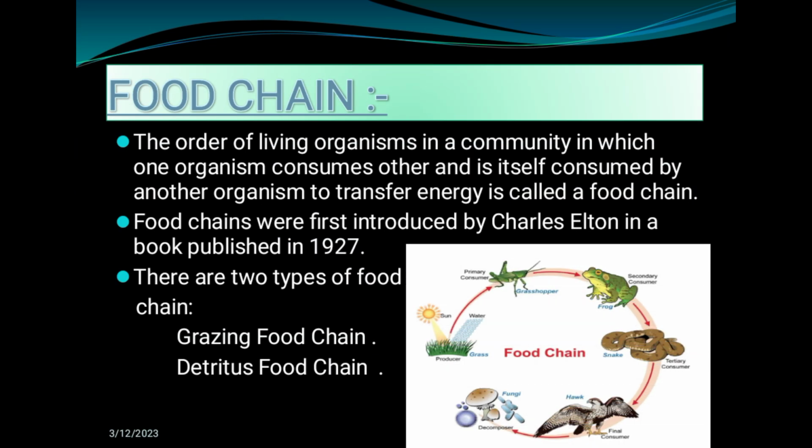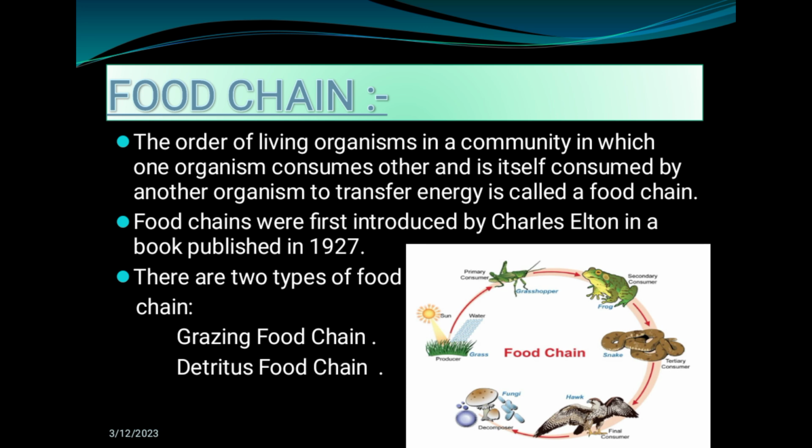Next, food chain. The order of living organisms in a community in which one organism consumes another and is itself consumed by another organism to transfer energy is called a food chain. Food chain was first introduced by Charles Elton in a book published in 1927. There are two types, grazing food chain and detritus food chain.